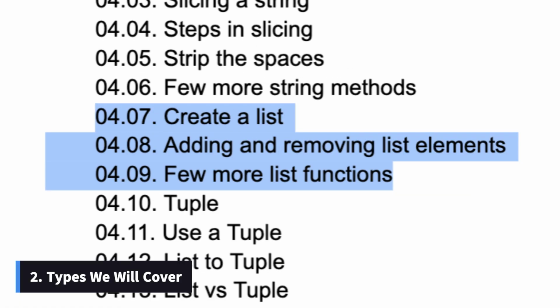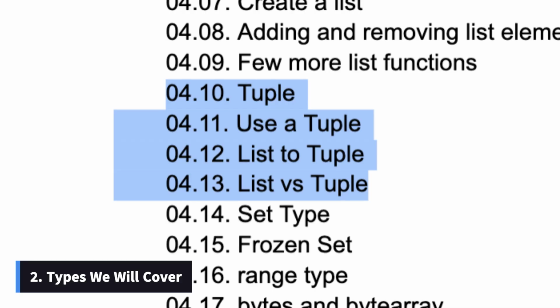Lists are incredibly flexible and are used to store multiple items of potentially different data types, and they are fully modifiable. Finally, we'll study the tuple, which is similar to a list but has a crucial difference. It is immutable, meaning it cannot be changed after creation. We'll compare lists and tuples to know when to use each.